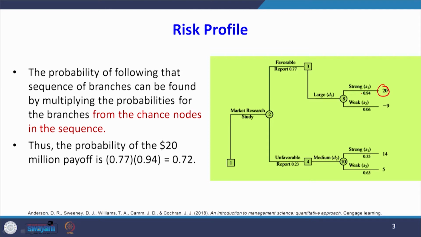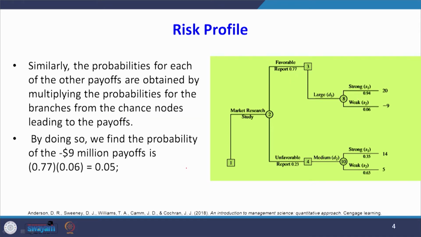The probability of following a sequence of branches can be found by multiplying the probabilities for the branches from the chance nodes in the sequence. For example, the payoff is 20. So, what is the sequence? Here there is one sequence and here there is another sequence. So, the probability of the 20 million payoff is the multiplication of 0.77 and 0.94, we are getting 0.72.